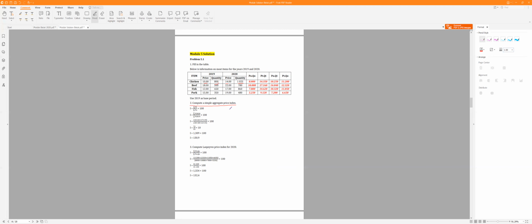So how do you do that? You add this all, which is basically 72, and you add this all together, which is basically 55, right? And then you divide 72 by 55 right here, times 100. It's supposed to be 100, my bad. So the index number is 130.9 if you use a simple aggregate price index.